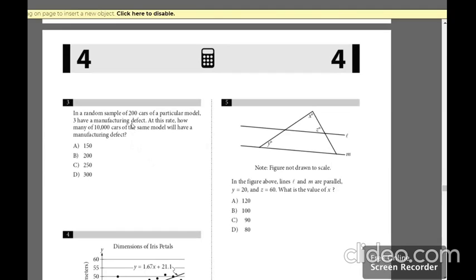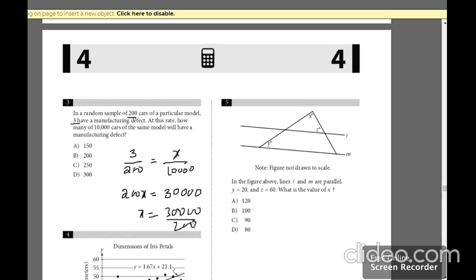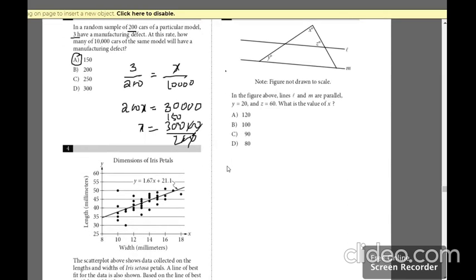In a random sample of 200 cars of a particular model, 3 have a manufacturing defect. Okay, so out of 200, 3. Then at the same rate, how many of 10,000 cars will have a defect? We don't know, so let us call it x. 200x is equal to 30,000. So basically what we have to do is divide by 200. So the answer is going to be 150. So for 10,000 cars it has to be 150 defects.